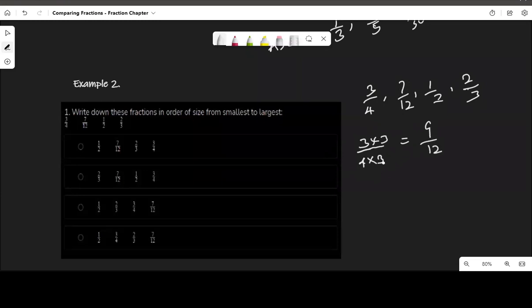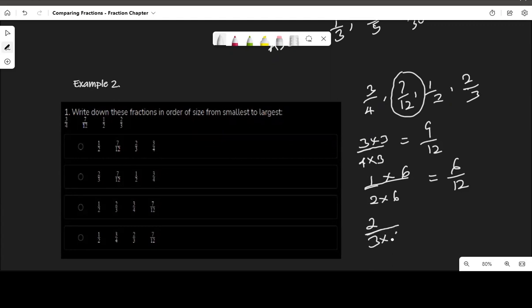The second fraction is already over 12, so I will not touch that. Let me just circle it. That is their grandfather. The 1 over 2. What will I multiply by 2 to get 12? That should be 6. And whatever I multiply here, I will multiply here too. 1 times 6 is 6. Then over 12. Then this fraction, 2 over 3. What will I multiply by 3 to get 12? That is 4. I'll multiply the 4 here too, which is 8 over 12.